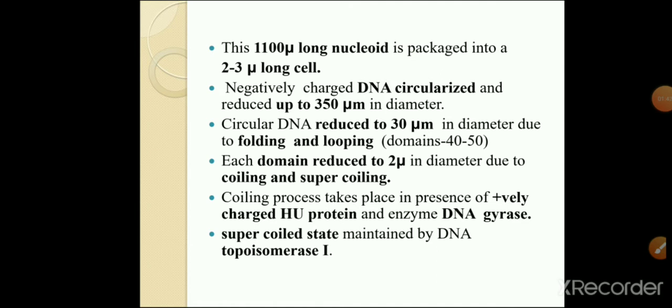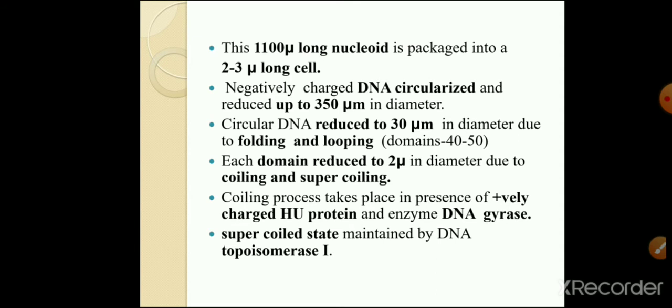The 1100 micron long nucleoid is to be fitted or packaged into a cell which is hardly 2 to 3 micron long. Hence, the negatively charged DNA becomes circular, reducing the size to 350 micrometer in diameter. This is further reduced to 30 micrometer in diameter because of folding and looping. 40 to 50 domains, that is loops, are formed. The formation of loops is assisted by RNA connectors.